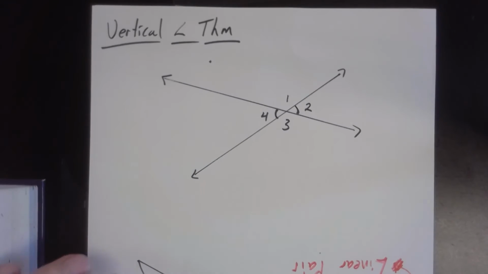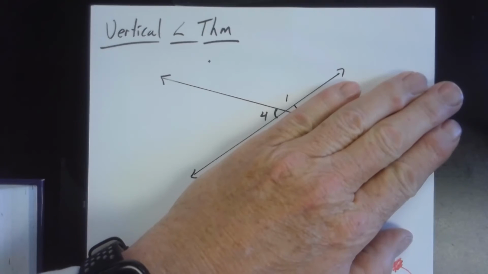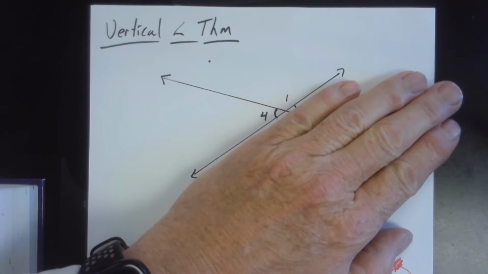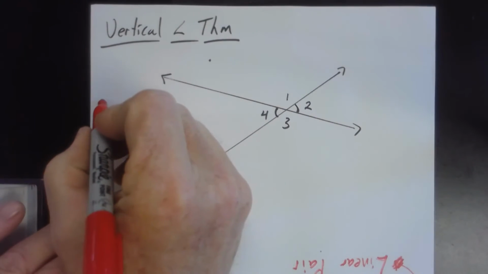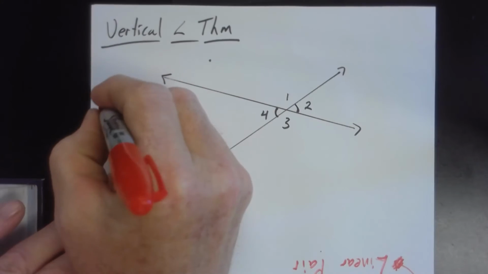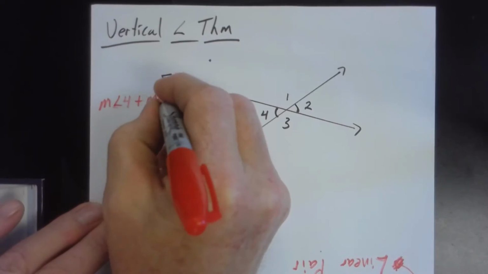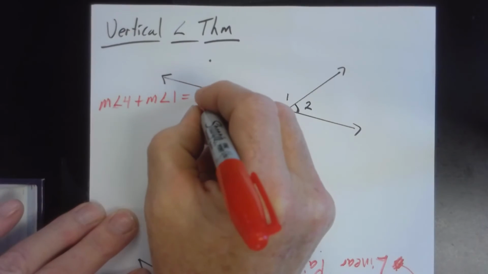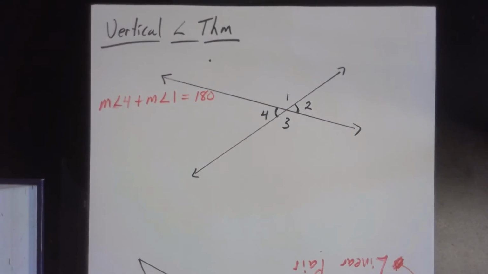First, what do you guys think about angle 4 and angle 1? Are they a linear pair? That's the definition of a linear pair, right? Well, if they're a linear pair, what do we know about them? They're supplementary. And if something's supplementary, what does that mean? Equals 180. So I'm just going to write this down. The measure of angle 4 plus the measure of angle 1 is equal to 180 degrees. Does everyone follow?